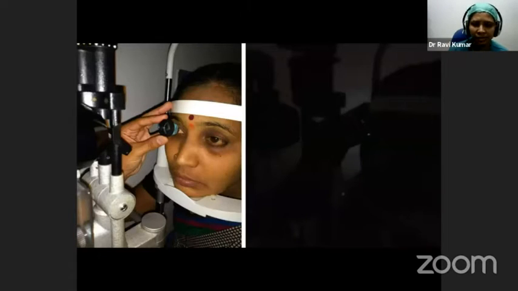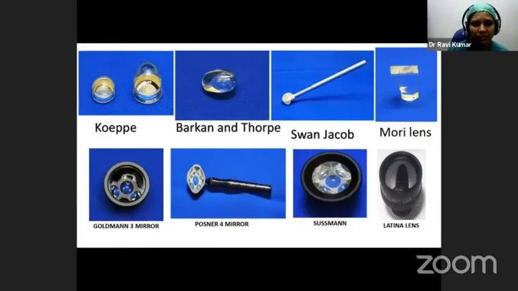If you are using a non-handheld gonioscope like the Zeiss or a Sussman, the examiner's free fingers, that is the middle finger, should be at the headband, and the other two fingers at the cheek, which is well supported, again so that undue pressure on the eye is not applied. These are the various gonioscopes available.